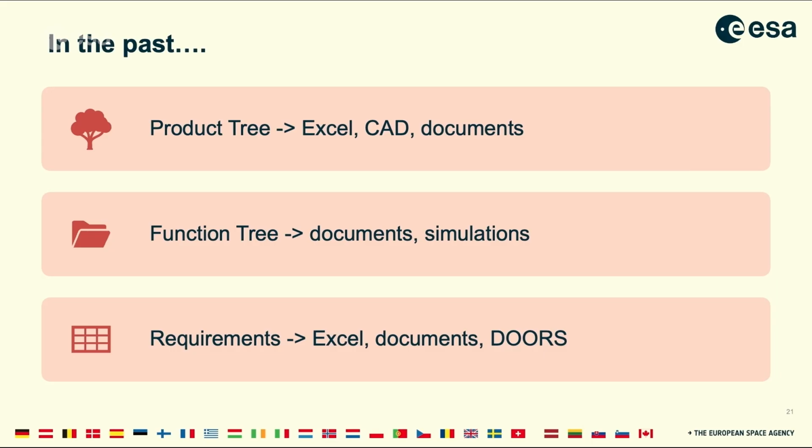So how do we model all of this? Well, in the past, these three elements, the product tree, the function tree, and the requirements, were often modeled in different tools. So for the product tree, we would have Excel from Microsoft or any CAD file, and in the worst case, documents. And the same for function trees, we would have documents or possibly some simulators. Requirements were often a bit better modeled. We have specialized tools for requirements, such as DOORS, and otherwise Excel, or again, in the worst case, documents.